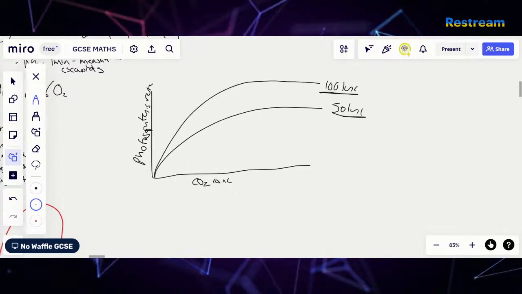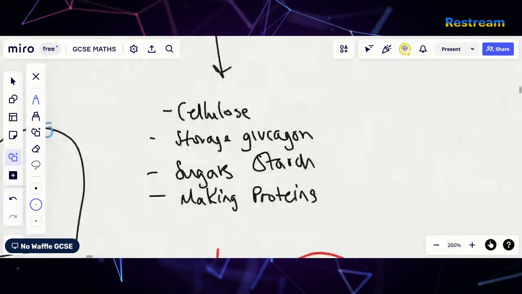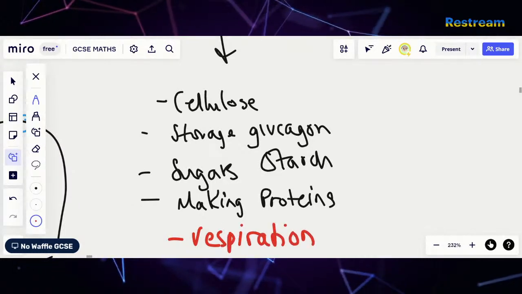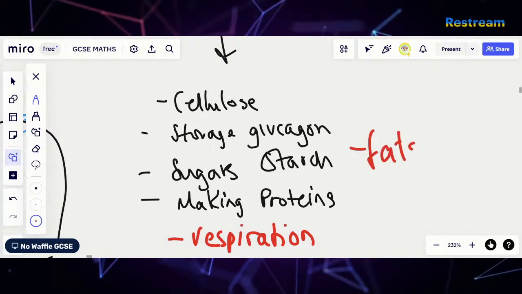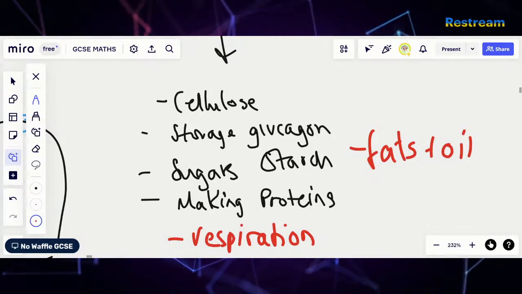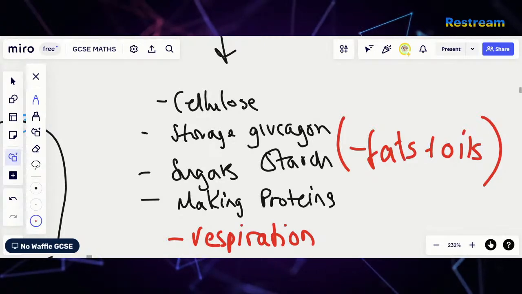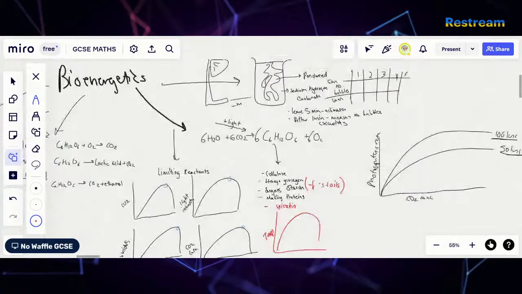Uses of glucose from photosynthesis. It's used for respiration, which is quite obvious actually. Can't believe I forgot that. Respiration, converted into soluble starch, produces fats and oils for storage. Nitrates to produce proteins. Respiration, the exothermic reactions.